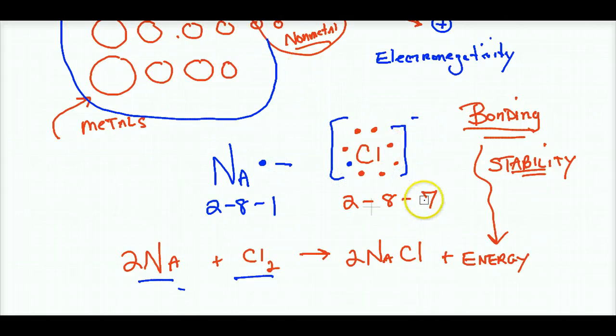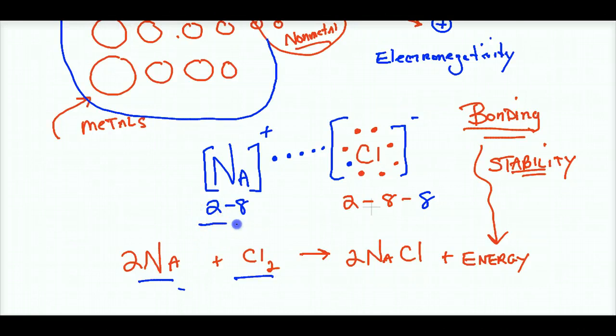And as I just mentioned, it becomes 2-8-8, which is the same configuration as argon. Sodium, by losing that valence, becomes 2-8, and it has the same configuration as neon, and it would be +1. And this positive ion would attract this negative ion. And we would create a bond which is a stable scenario.